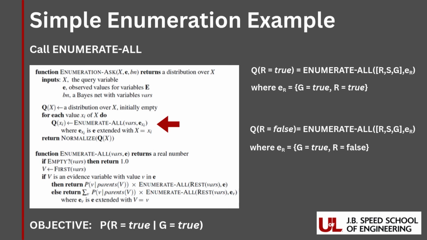All right, when we call enumerate, we're essentially going to need to call enumerate for each value of our x variable. In this case, we'll run it one time when rain is true, and then run it again when rain is false. So we need to find both of these values. So we'll start with rain being true.